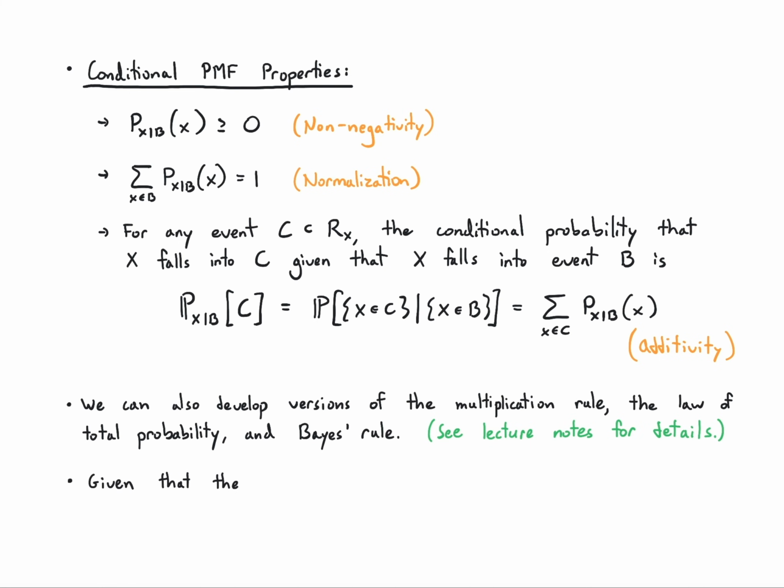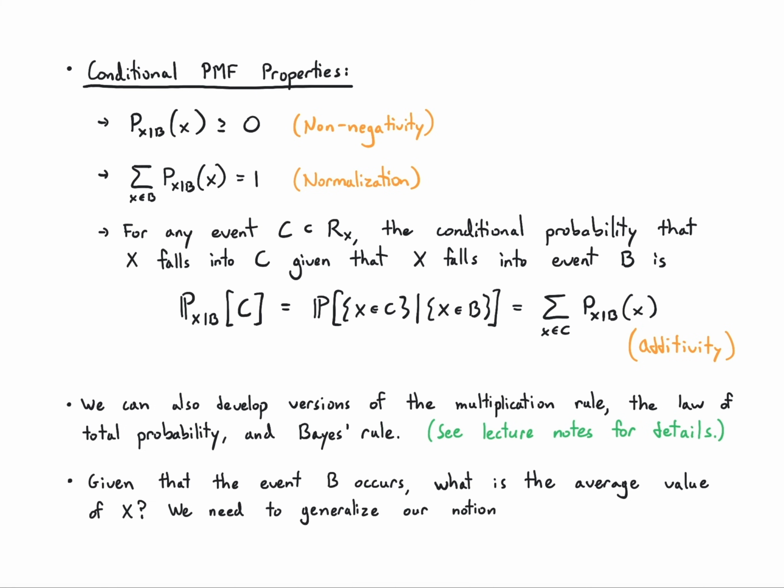So what we want to understand is, given that the event B occurs, meaning that X falls into B, what is its average value? So how has the average changed once we learn this information? So we need to generalize our idea of expectation to handle conditioning. That's it. So we're going to do that.